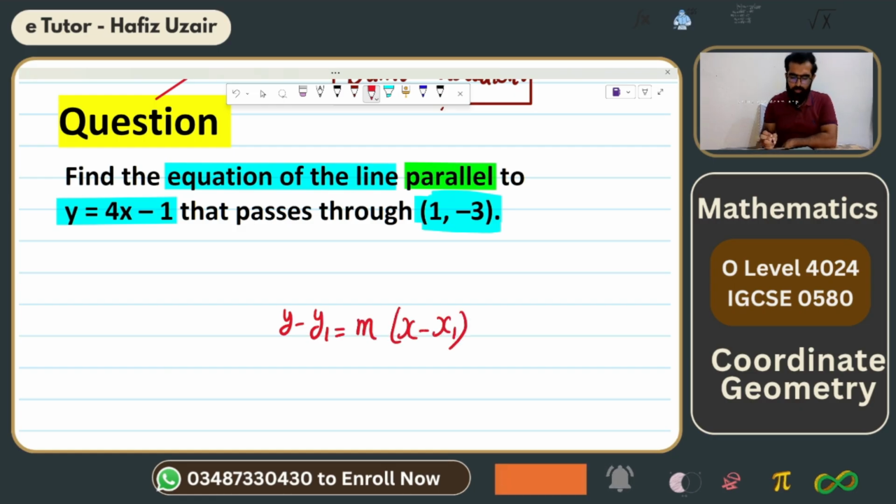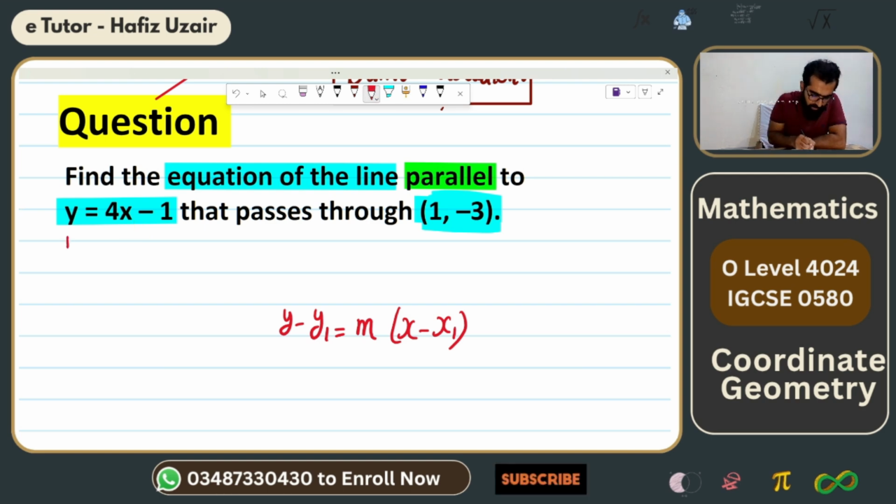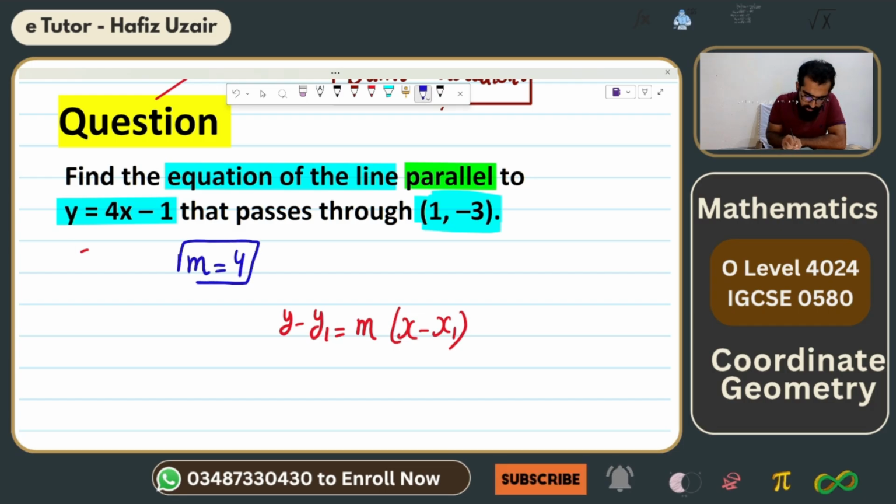Now how will we find the gradient? The most important word here is parallel. We need to find the equation of the line that is parallel to this line. Can you guess the gradient from here? What is the gradient of this line? If we compare this equation with y equals mx plus c, because y is already the subject, the gradient m is equal to 4. Since this line is parallel to that line, the gradient of this line will be 4 as well.